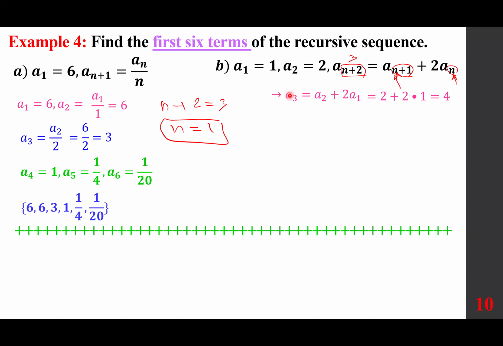Now, it may be easier to look at this one. a sub 3 is a sub 2 plus 2 a sub 1. So a sub 4 must be a sub 3 plus 2 a sub 2. That's one way to look at it. Or just follow the formula. Understand the formula. If you want a term, go before that. So a sub 4, I go before that, a sub 3, and then the one before that, a sub 2, multiplied by 2. So this is 4. 2 times 2, 4 and 4, 8.